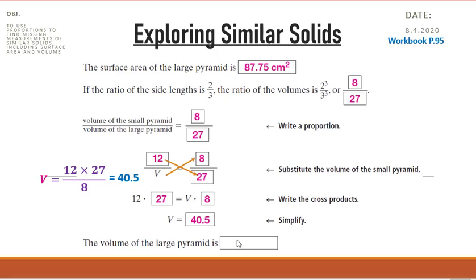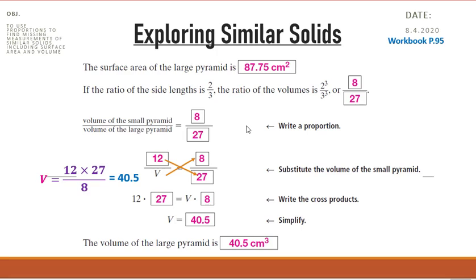Yes, Ahmed? How did you get 8/27? It's written here, Ahmad. The ratio of the volumes is the cube of the ratio of the side length. So what about the cube of 2/3, from the question? The cube of 2/3 is 8/27. So the volume of the large pyramid is 40.5 cubic centimeters, the same as the first question.